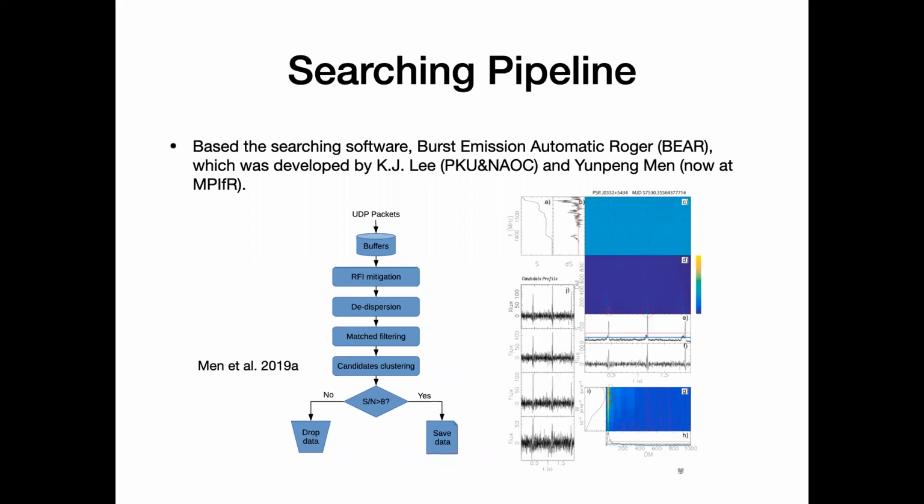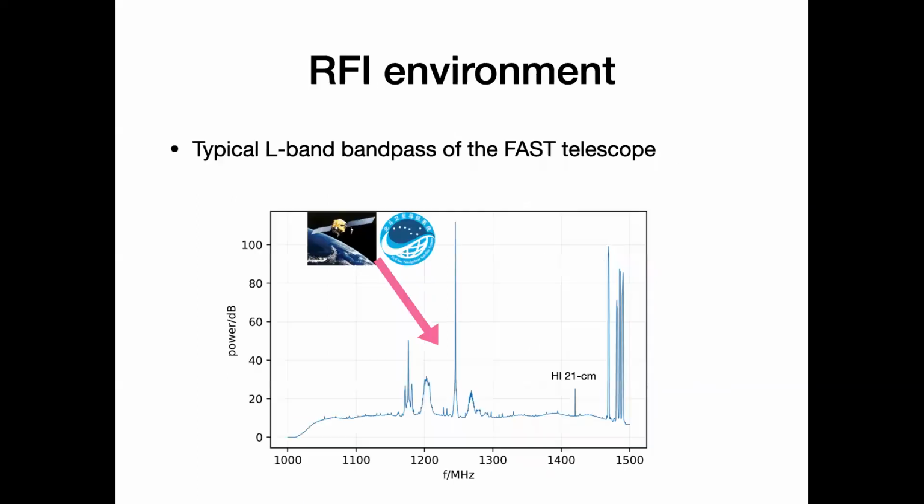Once we do candidates clustering, we can select them, and only the candidates with a high SNR can be selected. These candidates and all of the candidates can be plotted like this. And the first step is to excise RFI.